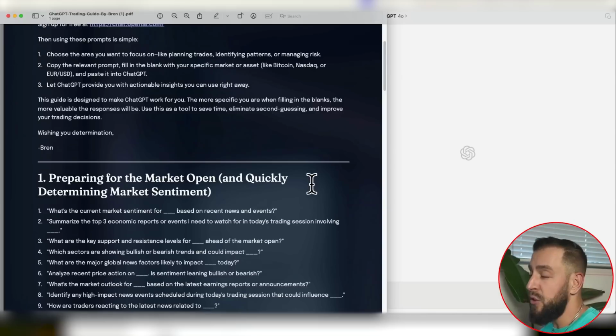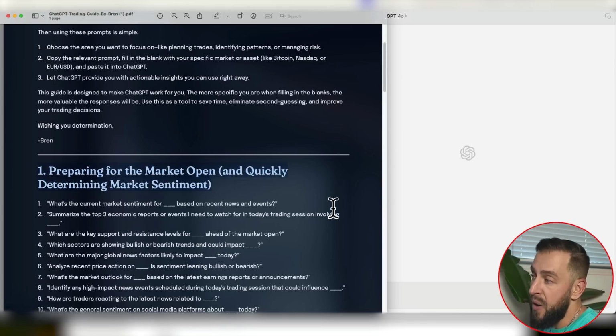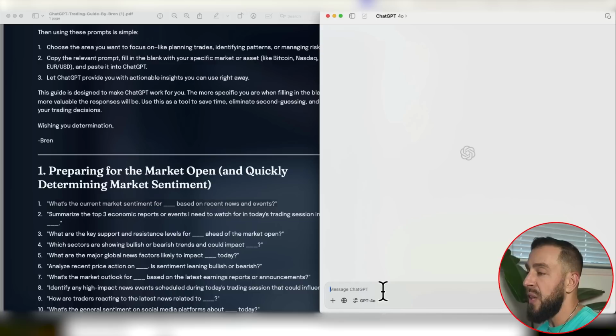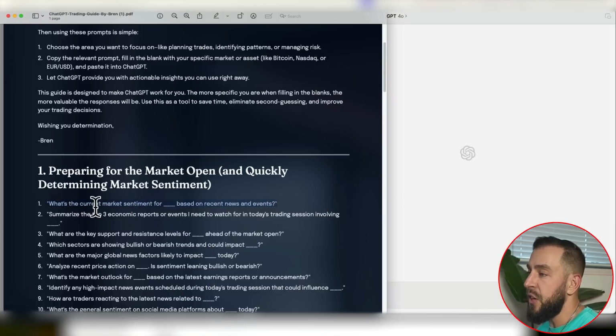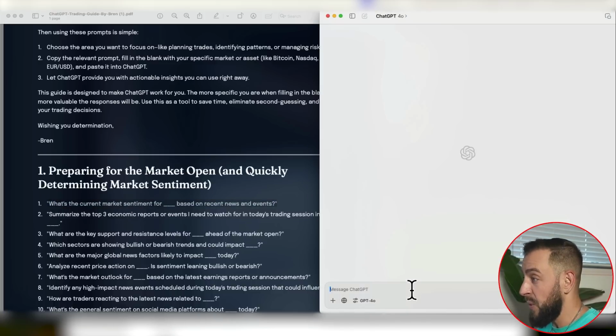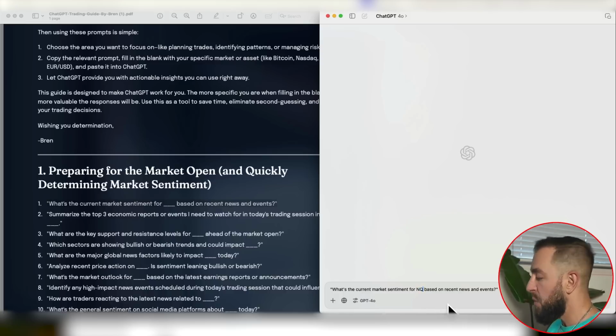So the first way to use ChatGPT for your trading is preparing for the market open and quickly determining market sentiment or bias. So let's take the first prompt here and say, what's the current market sentiment for blank based on recent news and events? Copy this, paste it in, and let's pick, I don't know, NQ or NASDAQ futures.